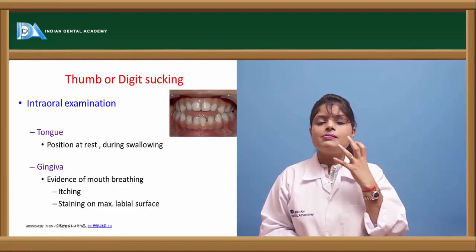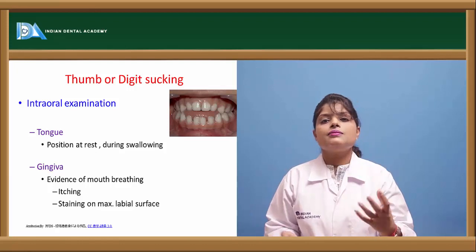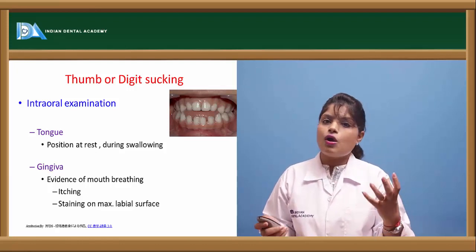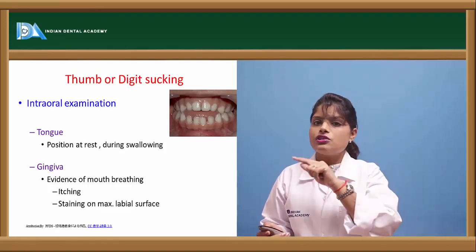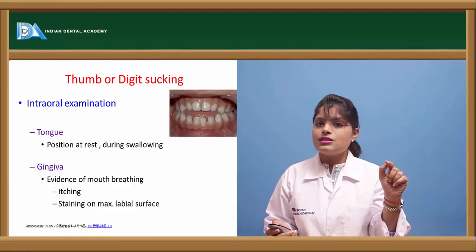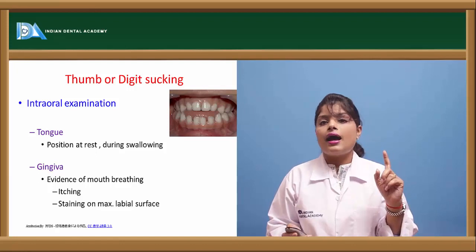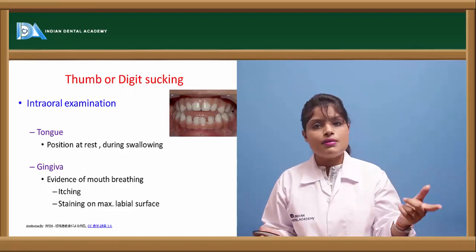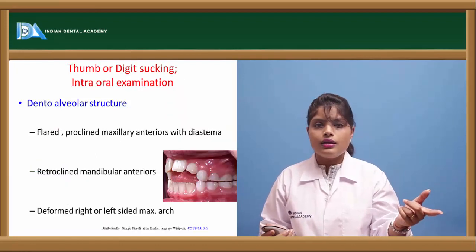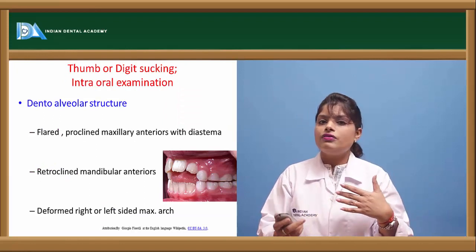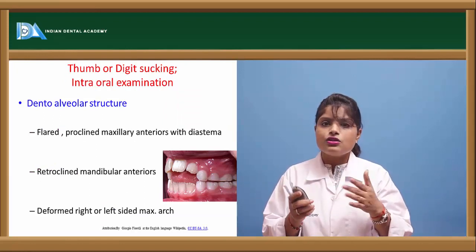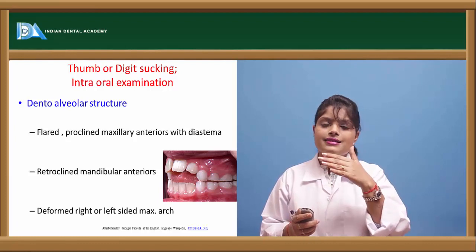The gingiva will be generally hypertrophic and sometimes hyperkeratinized due to mouth breathing. Even the margins of the gingiva may show signs of marginal gingivitis, and they may show reddening, and bleeding on probing may be present sometimes. Then other dentoalveolar features are like flared or proclined maxillary incisors.